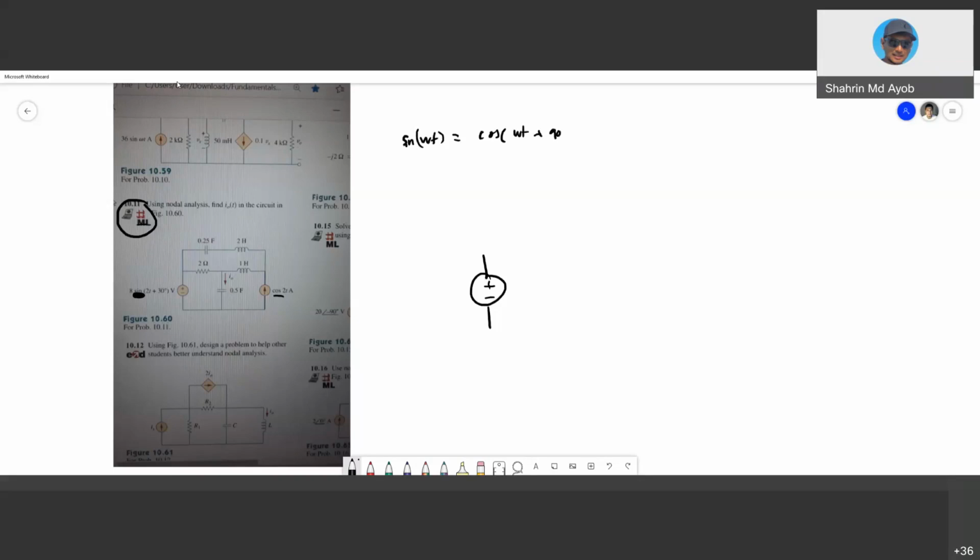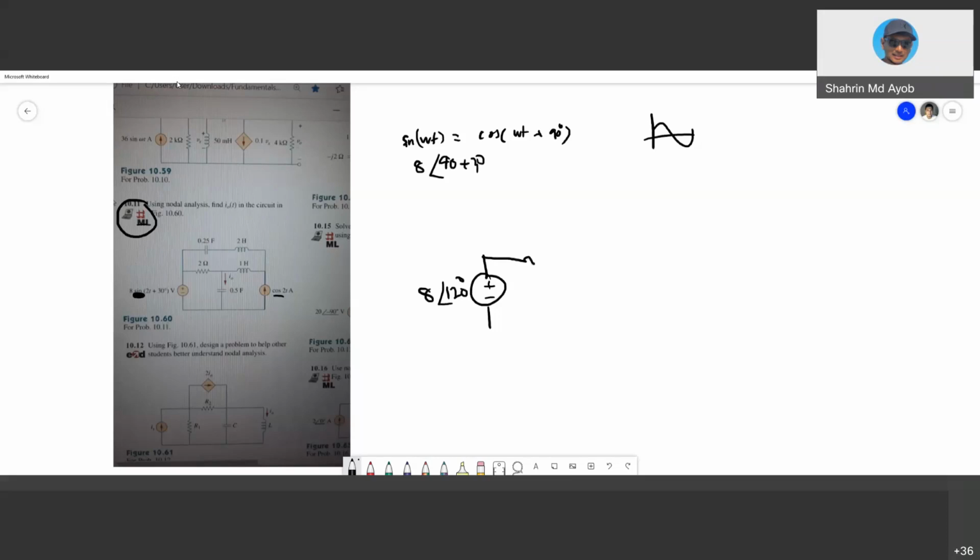plus 90 degrees, is it? Sine, cos, okay? So sine omega t is equal to cos of omega t with 90 degrees. So if you have this one, it will become 90 plus 30 degrees. So this one is 120 degrees.